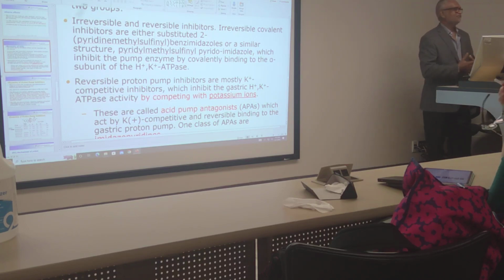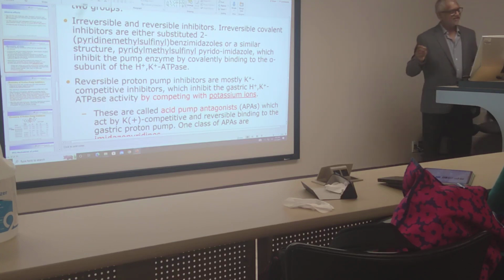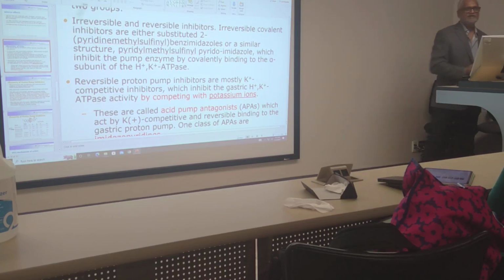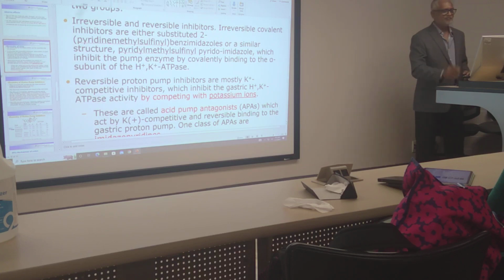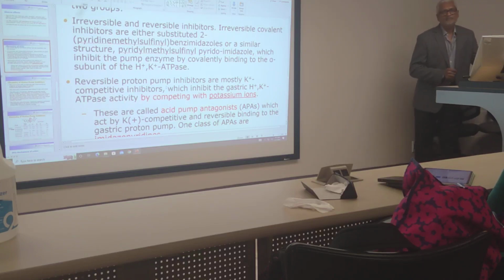it affects the potassium exchange. Remember, in the proton pump, each hydrogen comes out, is released to the lumen. One proton out, one potassium is sent inside the parietal cells. What if you block that potassium going in? If the potassium doesn't go in, protons will not come out. Okay, so that is the basis for making a reversible proton pump inhibitor.